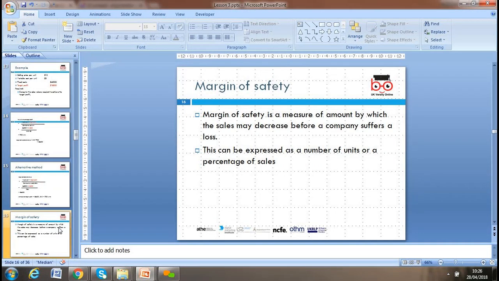Okay, next we're looking at the margin of safety. Margin of safety is a measure of the amount by which sales may decrease before a company suffers a loss. This can be expressed as a number of units or as a percentage of the sales.